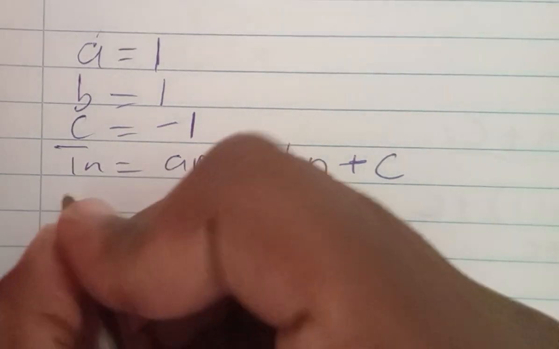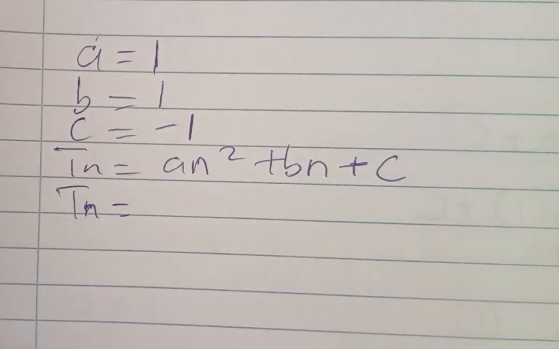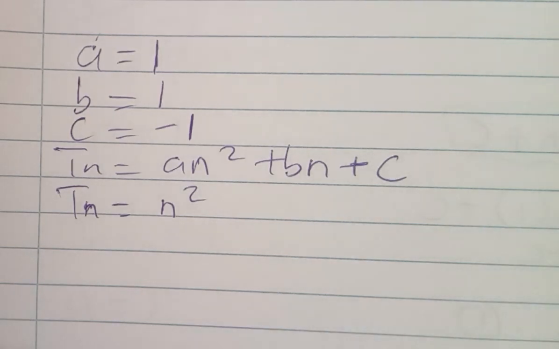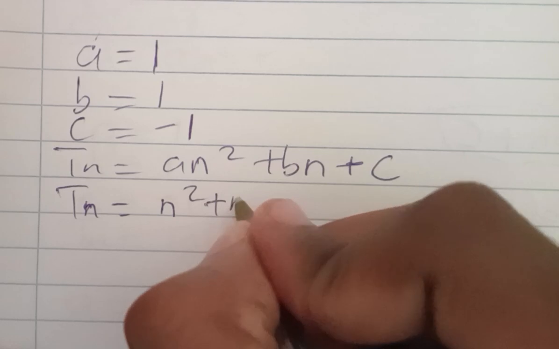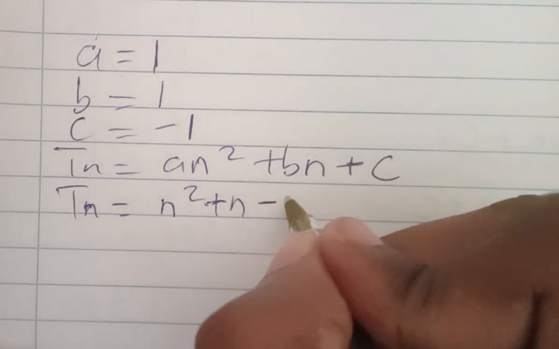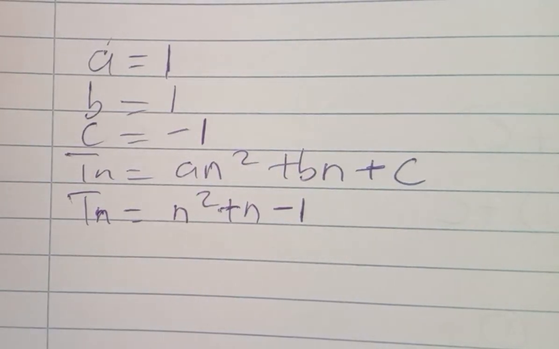So Tn is equal to, my a is 1, and 1 multiplied by n squared is n squared, like I said. So it will be n squared. Our b is 1. 1 multiplied by n is n. So I can just write n. And the value of c is negative 1, so I have to write negative 1. Okay. So this is our nth term.